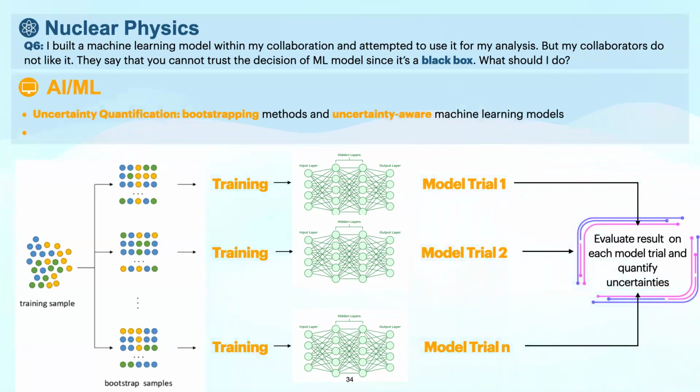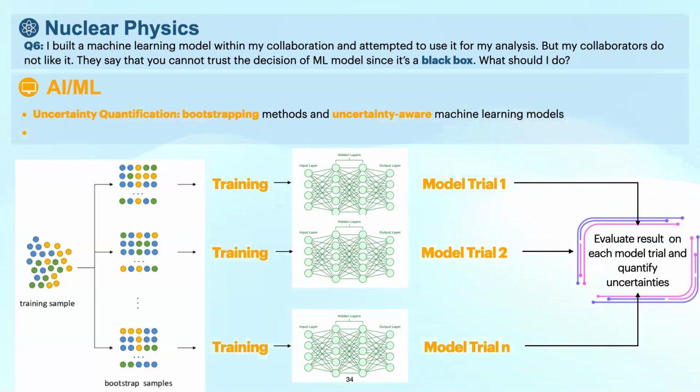To answer this question, I think we have to follow two steps. The first step is to perform good uncertainty quantification over your machine learning model. You want to report uncertainty for the machine learning model's decision, and as physicists, we are actually pretty good at doing this. I'm going to talk about two methods. One method is called bootstrapping. It's more like a traditional method.